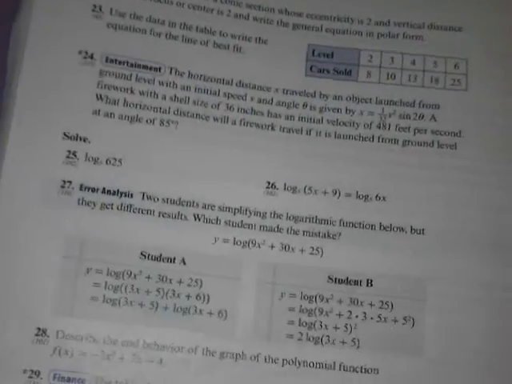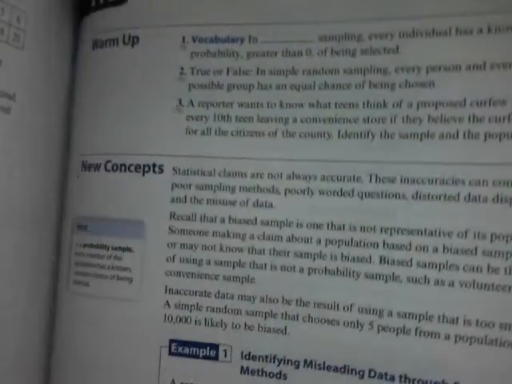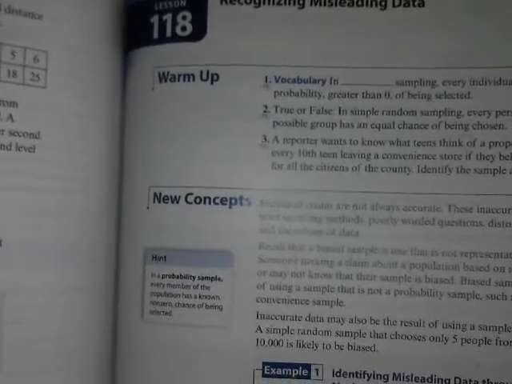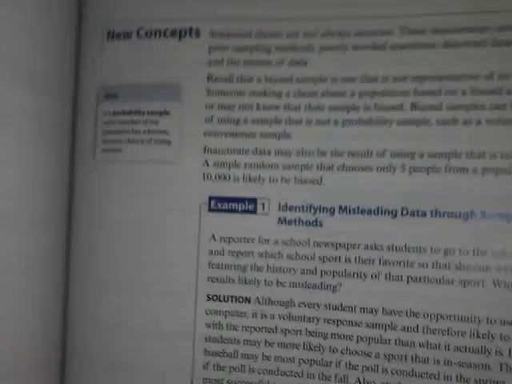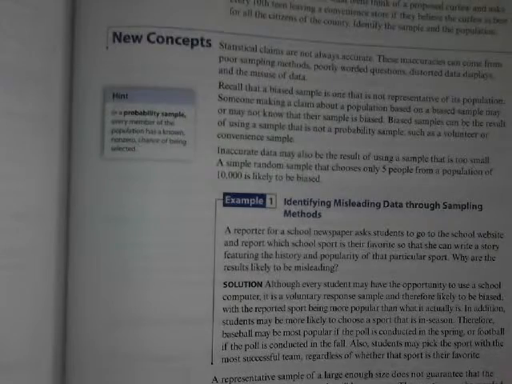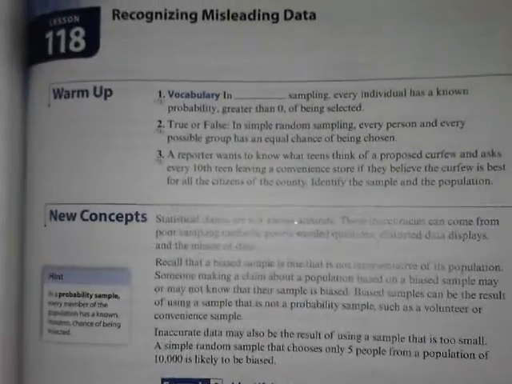So, this stuff, it's all words, no numbers, huh? So basically we're learning some things about statistics and probability and different ways of gathering data. What this lesson is just about is recognizing misleading data.